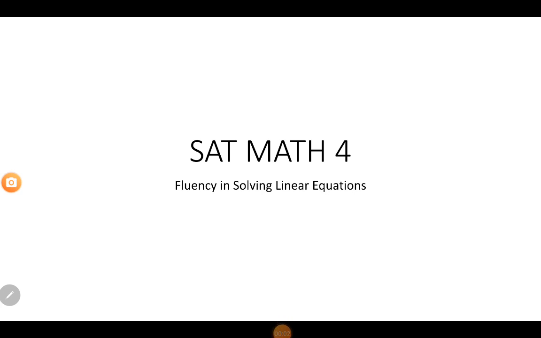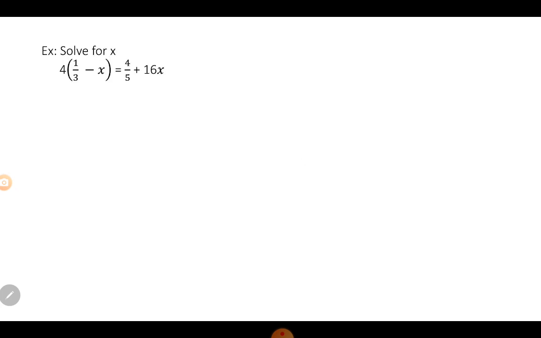Okay, so in this video we're going to be covering fluency in solving linear equations. So let's look at our first example. Here we're going to distribute the 4 on the left hand side. So this becomes 4/3 minus 4x is equal to 4/5 plus 16x.